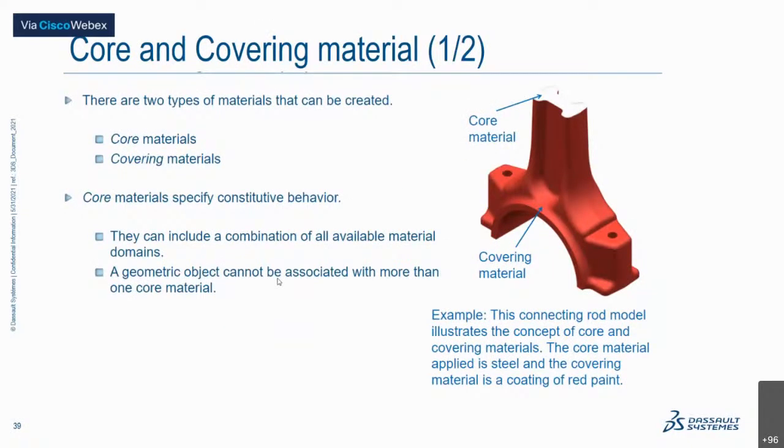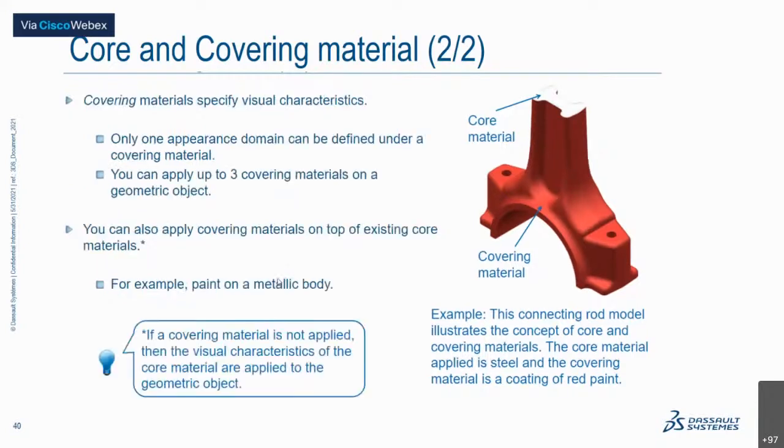So we have two types of materials: a core material and a covering material. The core material is the material out of which the component is made, while the covering material is used to cover a given material. For example, if you're applying paint to a given product, that is what the covering material refers to. One more thing to notice: only one core material can be assigned to a given product. You cannot have multiple core materials. In the case of covering material, you can apply up to three covering materials over an object.